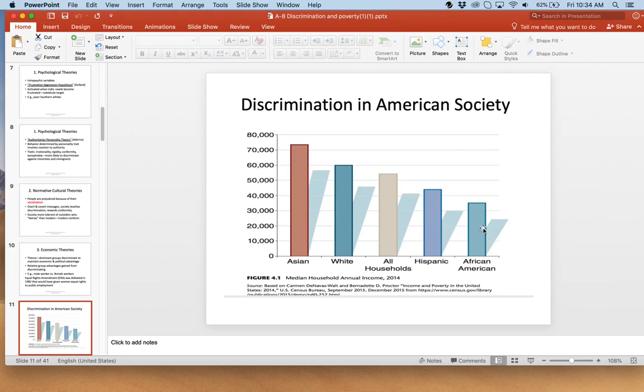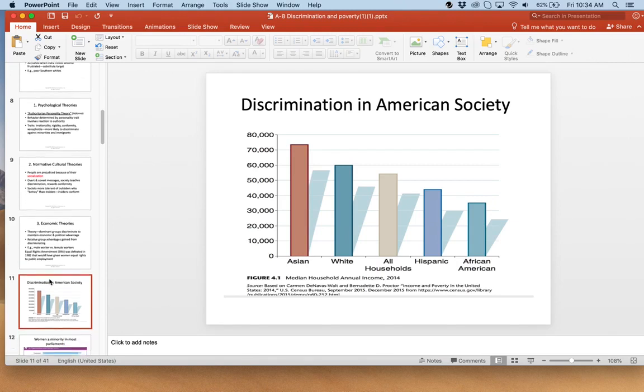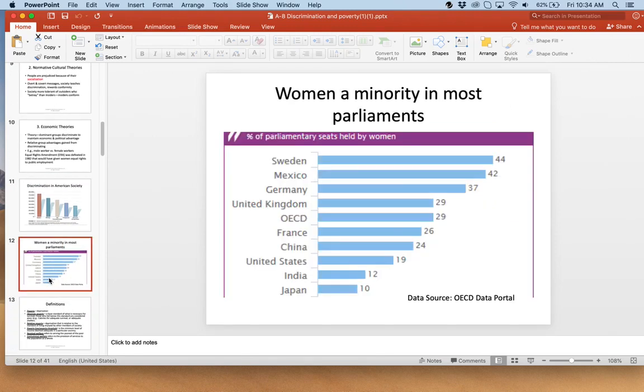Now, one would argue that there are push and pull factors that would create such a situation. But the book argues that some of this situation could be because of discrimination, especially economic discrimination. Look at this graph here, which shows women as a minority in most parliaments. The discrimination is also linked to political participation.